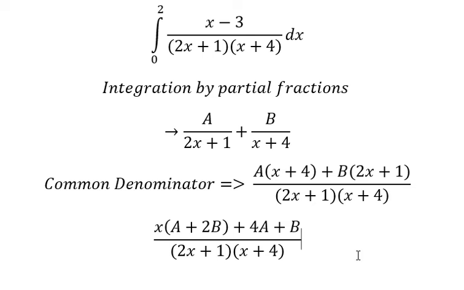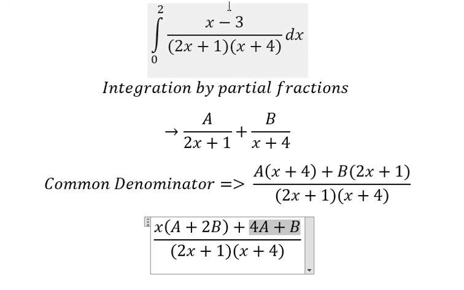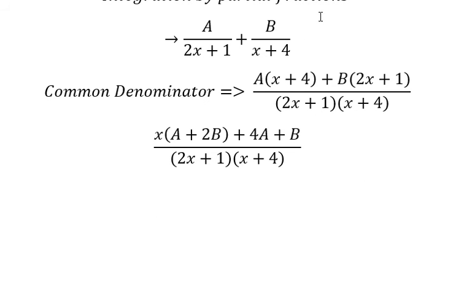Now, we need to compare coefficients. About x, we have number 1, so A plus 2B equals number 1. About the numbers, we have 4A plus B equals negative number 3. And now we create the system of equations.